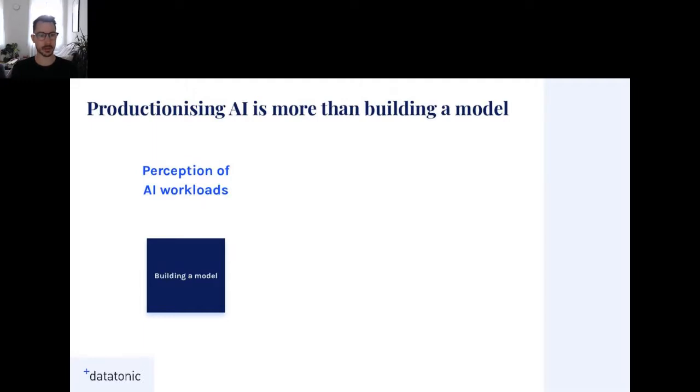Often the perception is that AI or ML workloads all evolve around building a model, or that building a model is the single most important workload. But productionizing AI is much more than building a model. And I'm not talking about the 80% of data science work that is data wrangling or data cleaning. I'm talking about all the other tasks and workloads that you need to consider when you want to build robust and reliable production services that serve and bring machine learning predictions to customers and internal business. So what do I really mean by that?